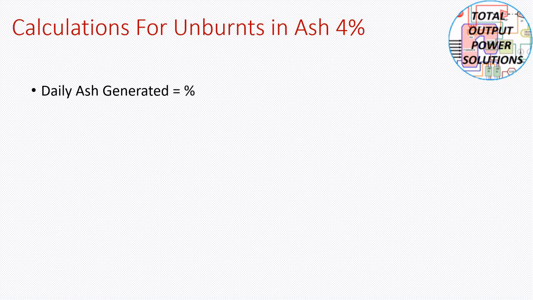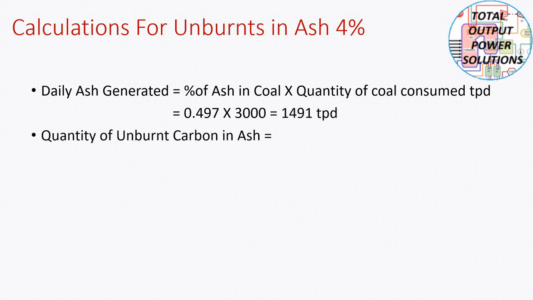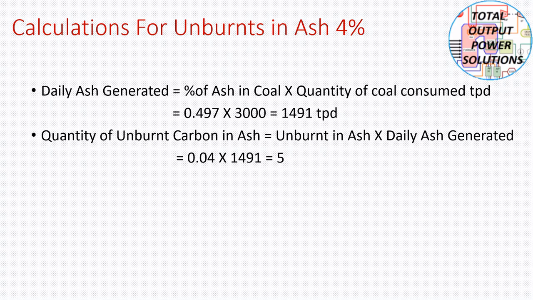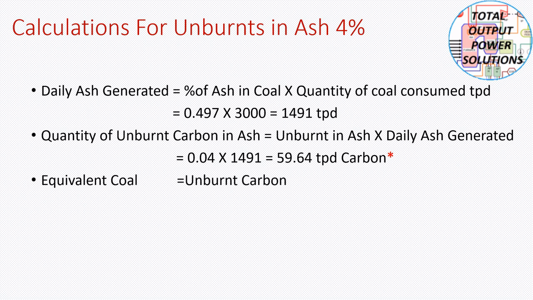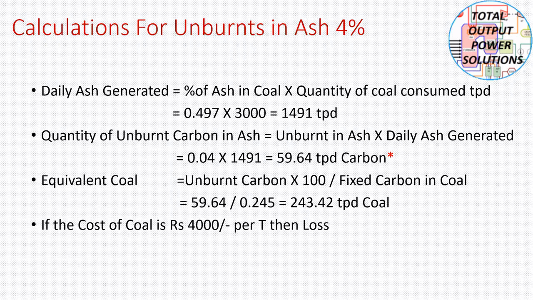Now we will see how the unburns in ash actually affect the quantity of fuel. The daily ash generated will be equal to the percentage of ash in coal multiplied by the quantity of coal consumed, tons per day. So the percentage of ash was 0.497, and the quantity of coal is 3000. So you get 1491 tons per day. This was the ash that was generated per day.